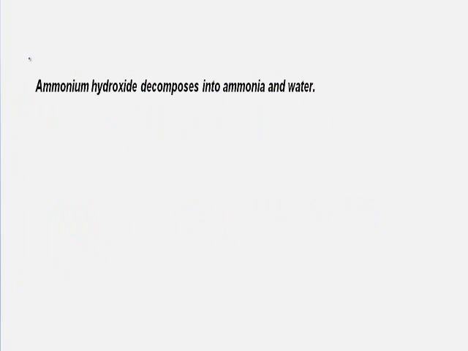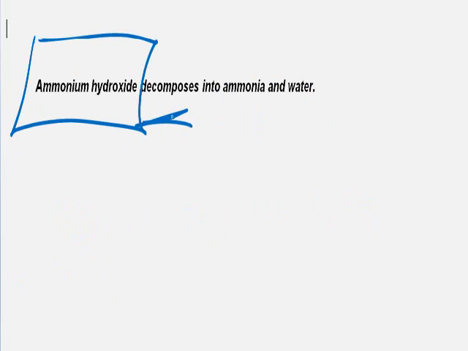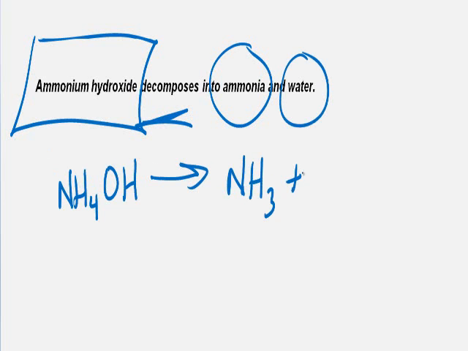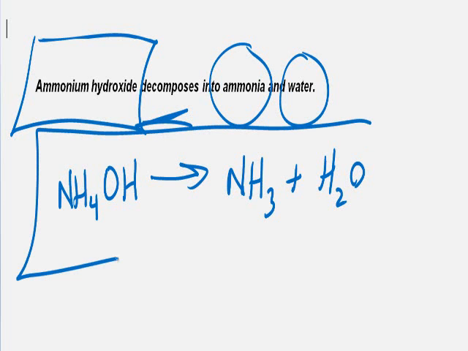The last decomposition we're going to take a look at is the compound ammonium hydroxide. That's going to decompose into the compounds ammonia and water. Ammonium is NH4+, hydroxide is OH1-, so our compound ammonium hydroxide is NH4OH. That's going to decompose. Ammonia is NH3, and then water, H2O. And this would be our final decomposition reaction example.